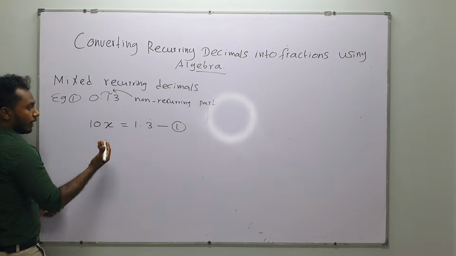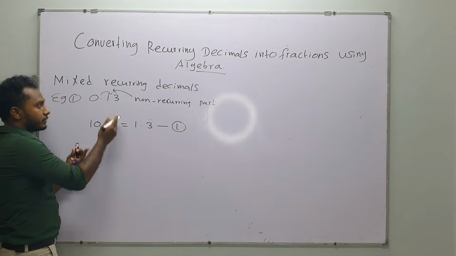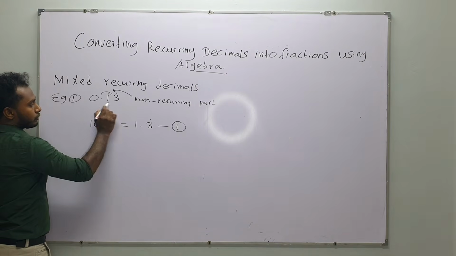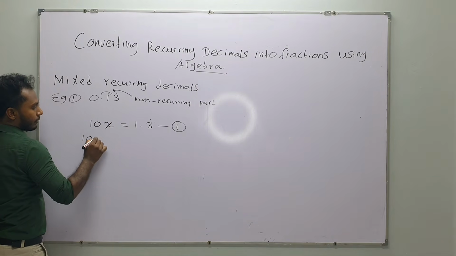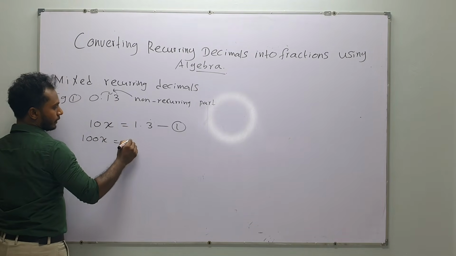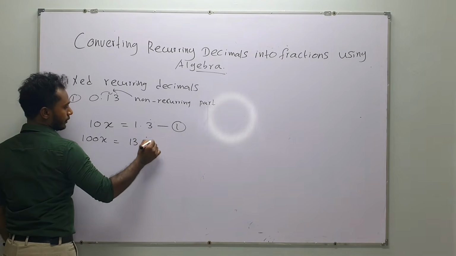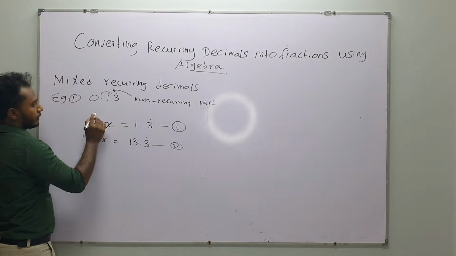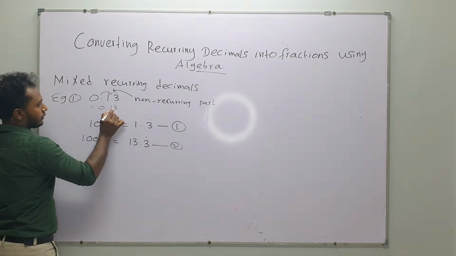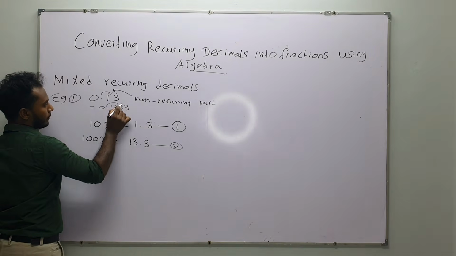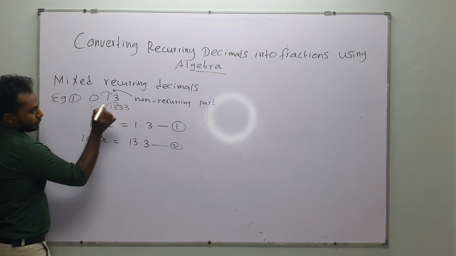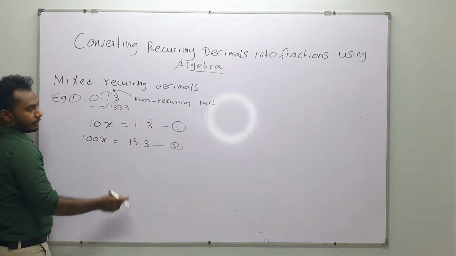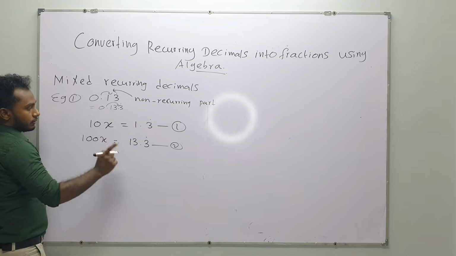Okay. Now I have to get everything to the left, that means the non-recurring part plus the recurring part. There are 2 digits, so I have to multiply by 100. So 100x equals 13.3, and the 3s keep going, because x is 0.1333 like that. Now I multiplied by 100, so the decimal place moves here. It becomes 13.3 again recurring, right? This is equation number 2.